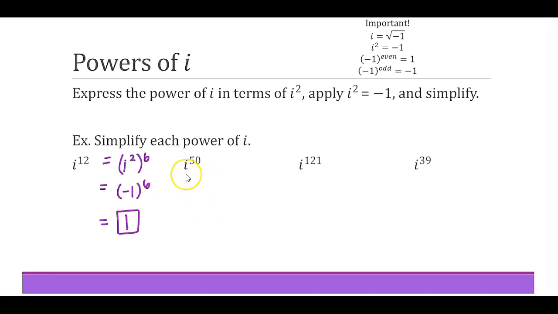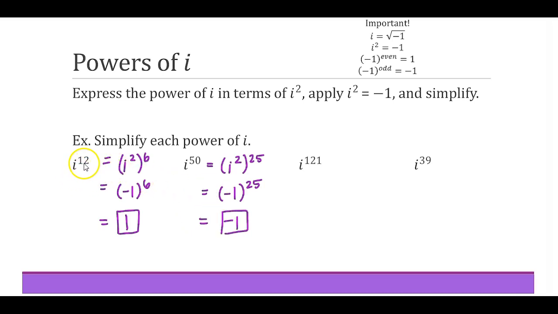Let's try it again. So I have i to the 50th power. So once again, we want to express this in terms of i squared. Well, this is i squared to the 25th power. So our properties of exponents say we'd multiply these together. That would get us back to i to the 50. But this will help us because i squared is negative 1. So we have negative 1 to the 25th power. Or a negative 1 to an odd power, 25 is odd, so this will stay a negative 1.